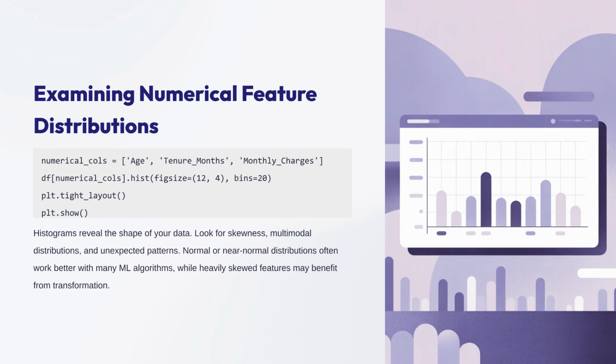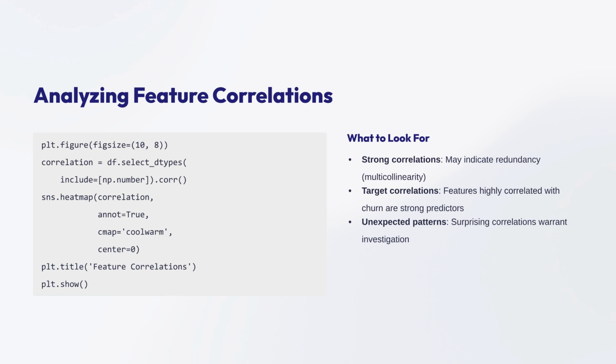Histograms reveal the distribution of numerical features like age and monthly charges. We look for skewness or multimodal distributions, as heavily skewed data may require transformation to work better with certain ML algorithms. We analyze feature correlations using a heat map. Strong correlations may indicate redundancy. Features highly correlated with churn are strong predictors. We investigate unexpected patterns revealed by the correlations.